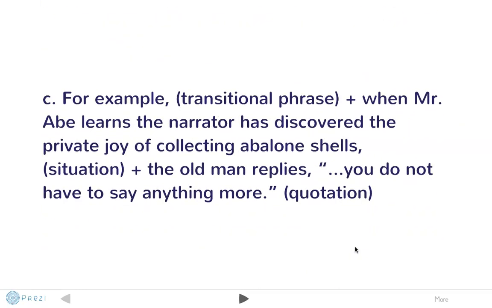And a third example right here, you see. "For example, when Mr. Abe learns the narrator has discovered the private joy of collecting abalone shells, the old man replies, 'You do not have to say anything more.'" So again, transitional phrase, for example, the situation there, when Mr. Abe learns about the narrator, and then of course the quote there at the very end, which this particular writer has decided was important for explaining their point.